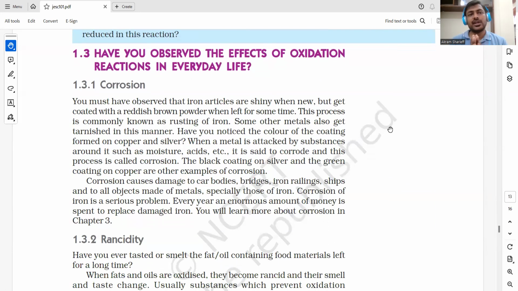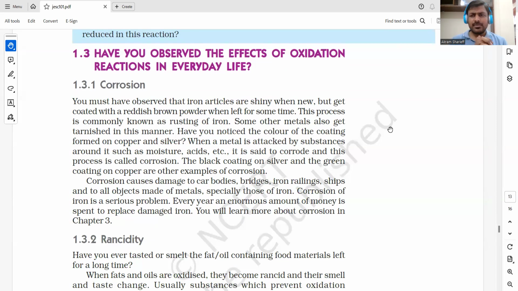Now we'll see the last two topics, that is, what is corrosion and what is rancidity. Corrosion you might have observed in your everyday life: iron is getting rusted, silver is getting blackened, and if you see copper, there is a green coating. All these are basically because of the spoil sport played by oxygen. Because of this rusting, there is a loss of crores to our buildings, bridges, ships, etc. Whatever is of metal is being rusted.